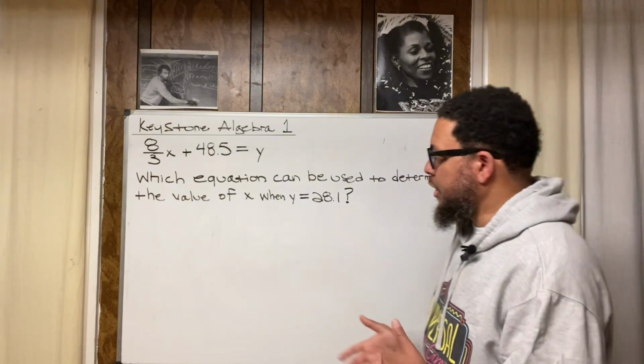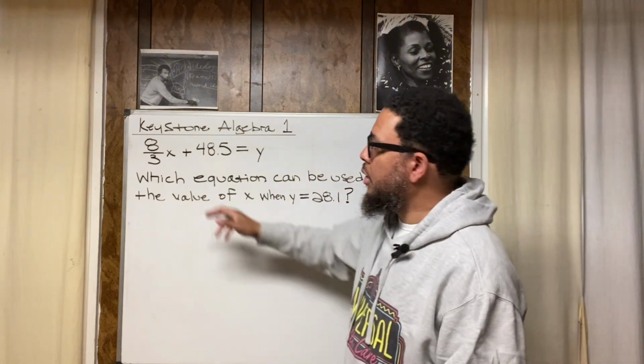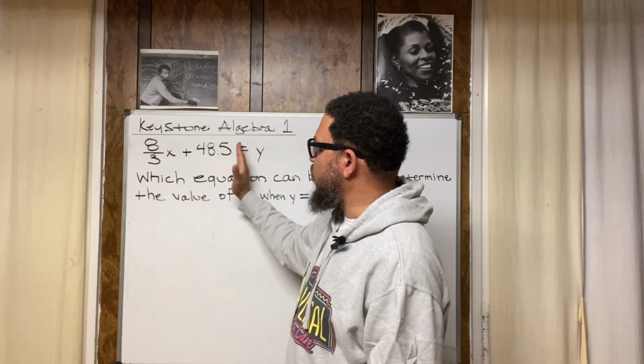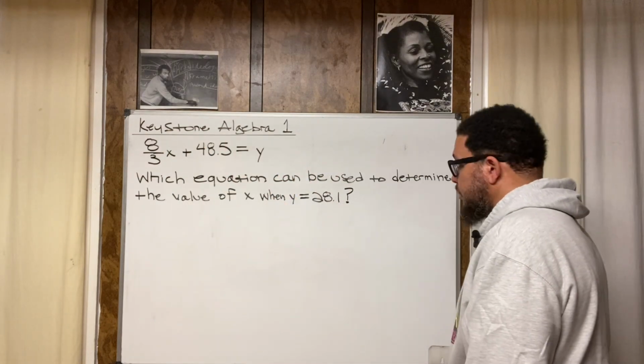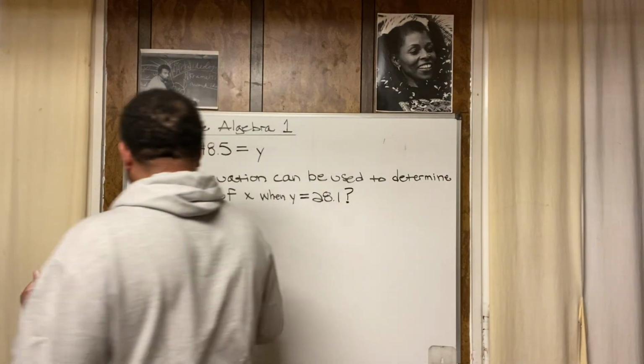All right. So let's get started, because our goal is to isolate x by itself on the left side of the equal sign. We're going to isolate x. All right. So if we isolate x, first I'm going to rewrite the equation.